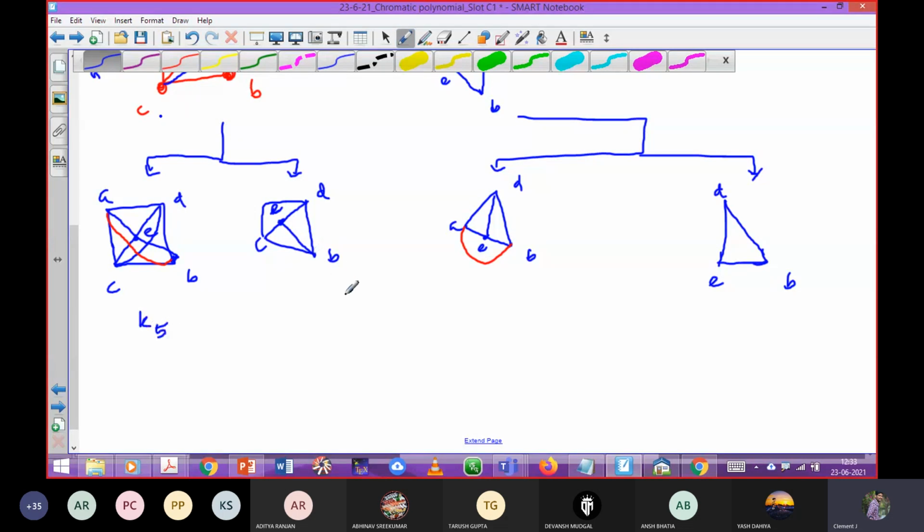What about the second graph? Complete graph on 4 vertices. Very good. Complete graph on 4 vertices. Third one also complete graph on 4 vertices. What about the final one?